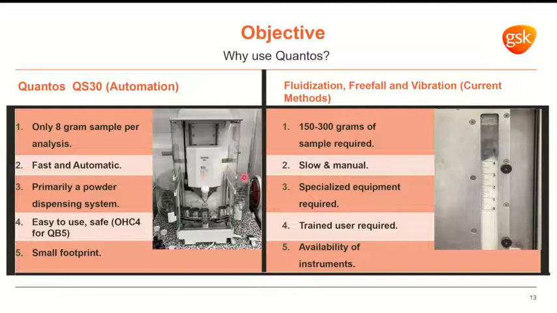Also, this machine has a very small footprint, whereas these other machines are much larger in size. They require special rooms, and the availability of instruments is also a question because sometimes these equipments are not available, and you have to specially rent them or acquire them. So there are a lot of troubles using the other traditional methods, and therefore we decided to explore a solution to all these problems and to take advantage of the automation system. We decided to explore the new method of using the Quantos QS30 automation system.